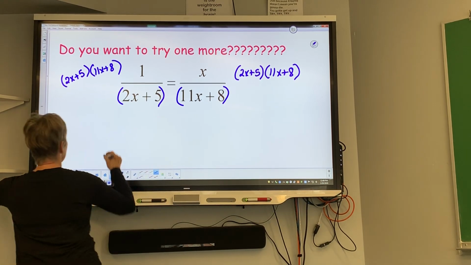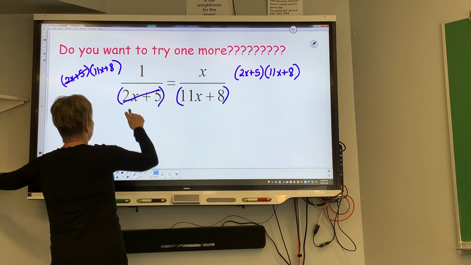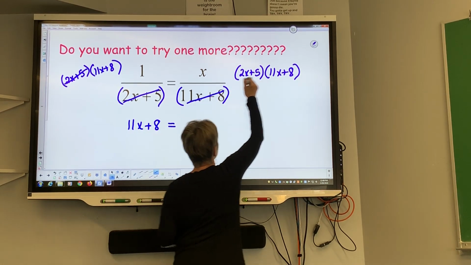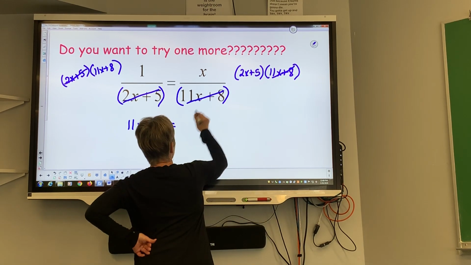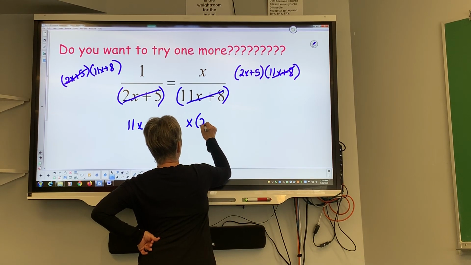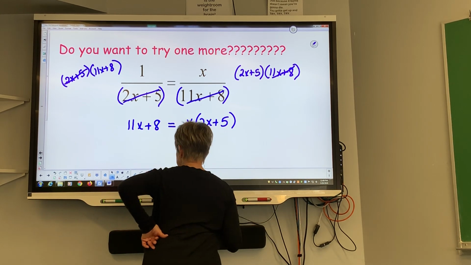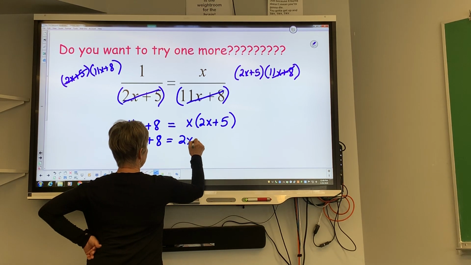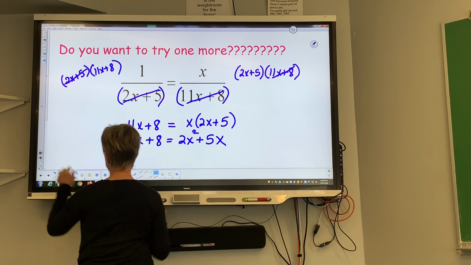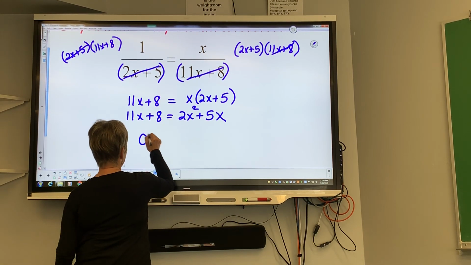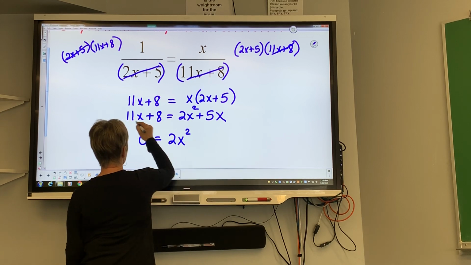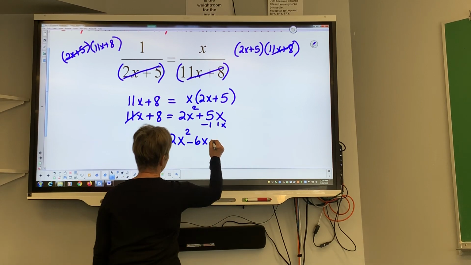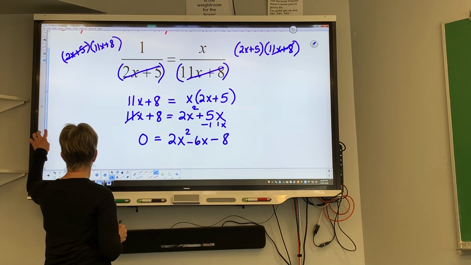Okay, now over here, this will join with that and become 1, and I'll get 11x plus 8. And over here, this and this merge to become 1, and I have x times 2x plus 5. So I'll have 11x plus 8 equals 2x squared plus 5x. Let's get everything to the right. 2x squared. This becomes negative 11, so that's going to be minus 6x. And when the 8 moves over, it's going to be minus 8.